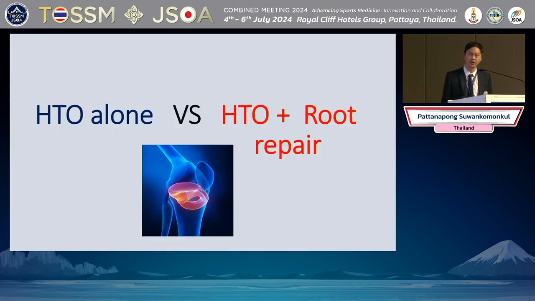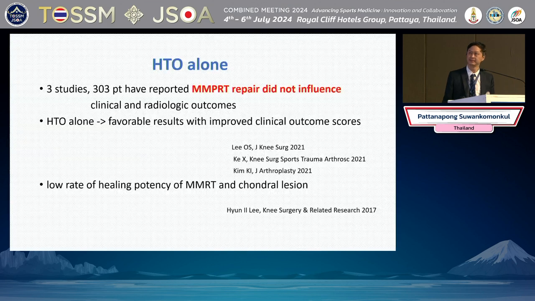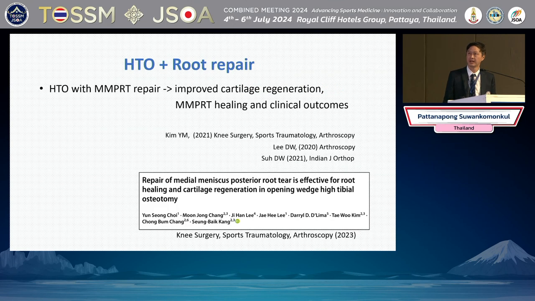So how about HTO alone or HTO with root repair? The studies show HTO alone is not too bad. The studies show that root repair with HTO does not influence outcomes much better than HTO alone. So HTO still works. How about HTO and root repair? One advantage is you can get good root healing and the cartilage has good regeneration. The lower one is a last year study that confirmed this when comparing HTO alone or with repair.